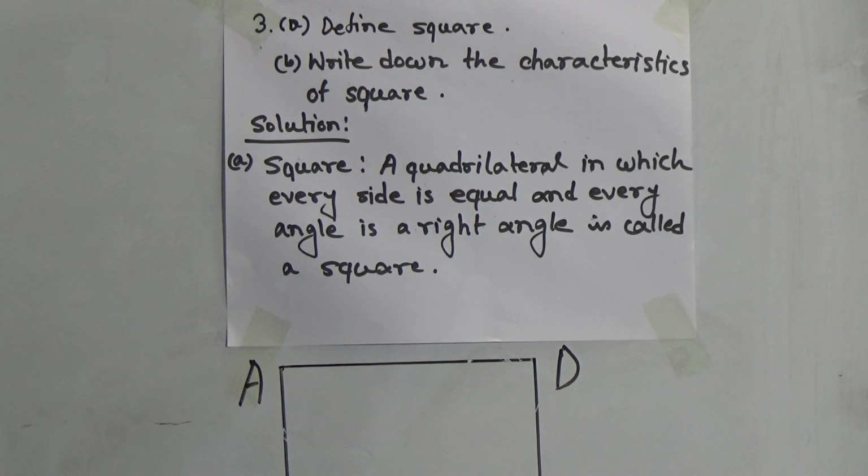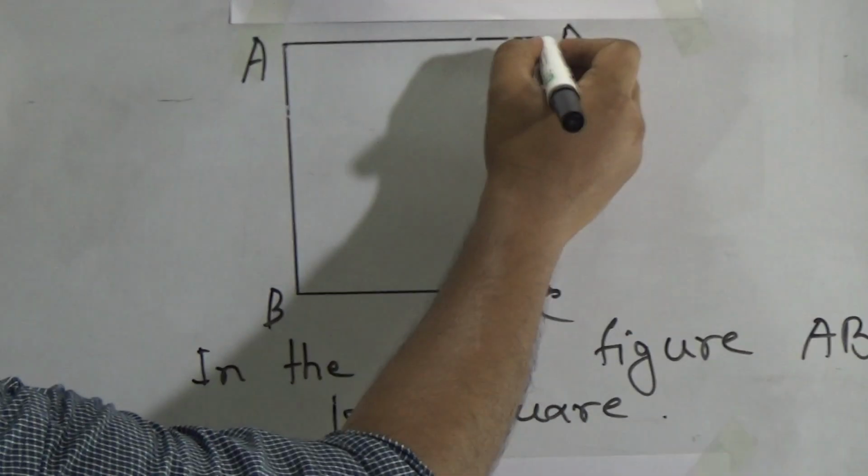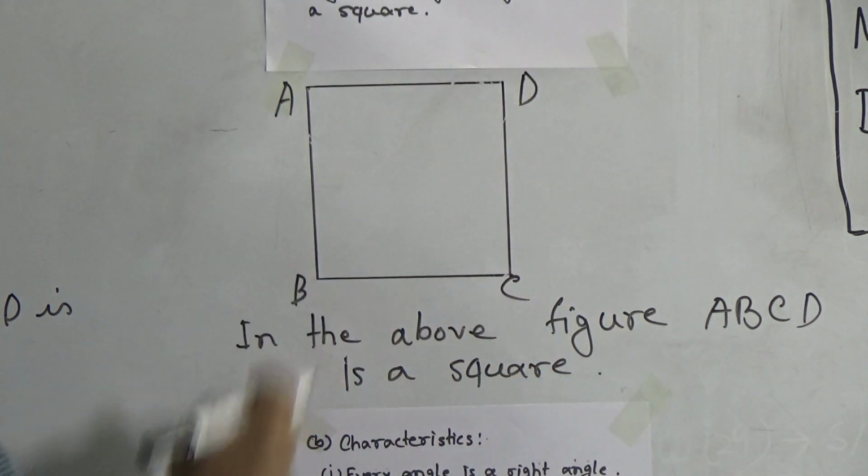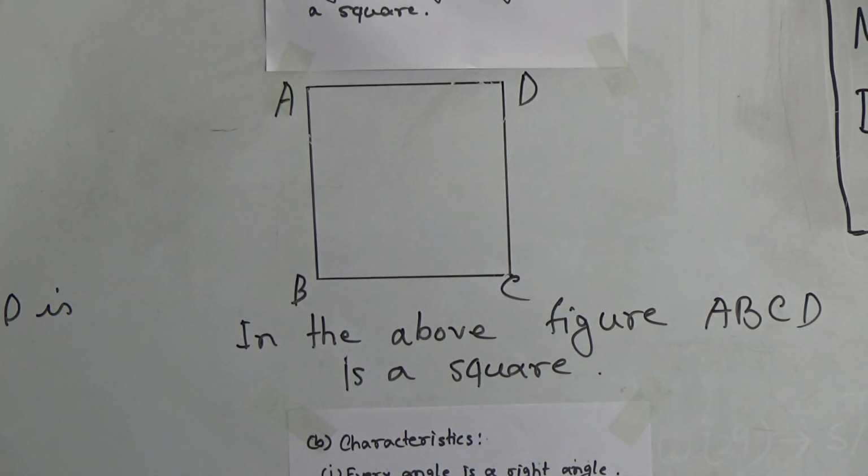Number 3, the diagonals of a square bisect each other perpendicularly. That means notice BD is a diagonal, on the other hand AC is a diagonal. These two diagonals bisect each other perpendicularly. A square has two diagonals of equal length, and this BD diagonal and AC diagonal are both equal in length.